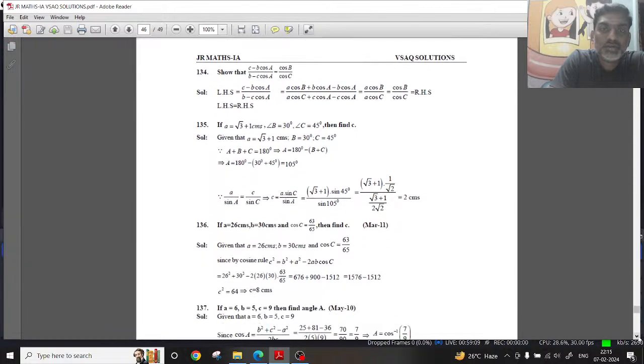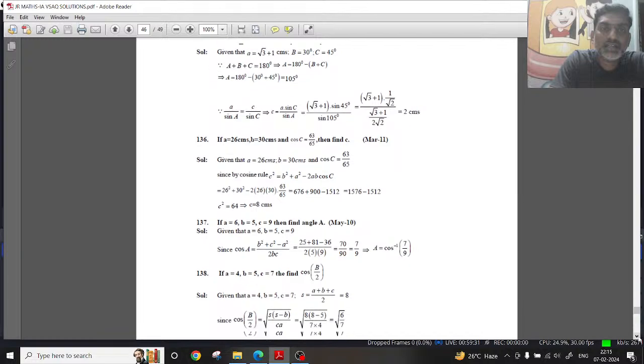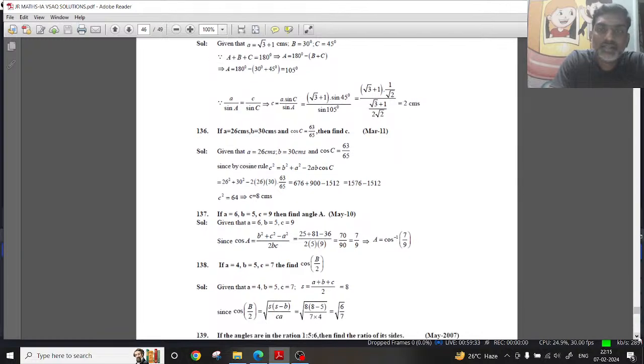134, (c minus b cos A) divided by (b minus c cos A) equal to cos B minus cos C. This is LHS. Take LHS and simplify, sir. Use c and b as projection rule formulas. And A is given, B, C is given, so we can get the value also from this, and use the sine rule to get the value of c, I think, value of c.